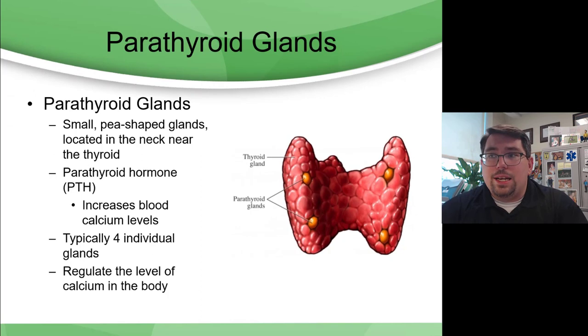Now, the parathyroid gland is going to be interesting. It's located within the thyroid gland, and they're very small, pea-shaped glands that are located, again, near the neck, near the thyroid. Predominantly, you're going to see the parathyroid gland produce parathyroid hormone, which is designed to increase blood calcium levels. Typically, each person should have 4 individual glands. Not everybody does. Sometimes people just have parathyroid problems. But again, the predominant component of the parathyroid gland is to regulate that level of calcium in the body.